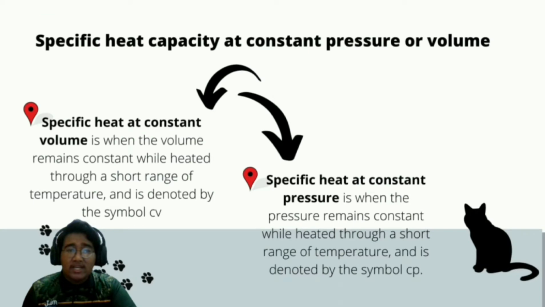Specific heat capacity at constant pressure or volume. Specific heat at constant volume is when the volume remains constant while heated through a short range of temperature, and is denoted by the symbol CV, which stands for constant volume. Meanwhile, specific heat at constant pressure is when the pressure remains constant while heated through a short range of temperature, and is denoted by the symbol CP, which means constant pressure.